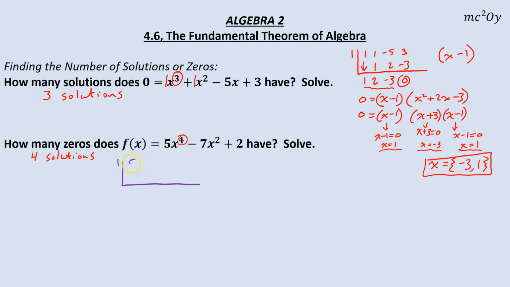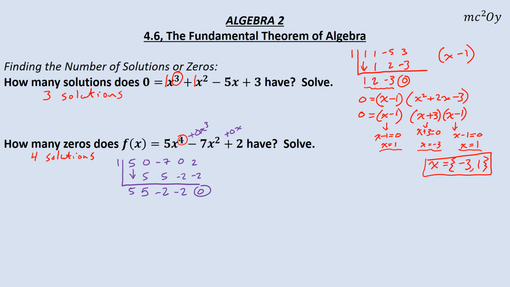The number of times, well, let's see, that's 5x to the 4. I need to put a place value of 0x cubed, minus 7x squared, and need to put another place value of 0x, and then 2. It's going to drop down that 5. 1 times 5 is 5. 0 and 5 is 0 plus 5 is 5. 1 times 5 is 5. Negative 7 and 5 is negative 2. 1 times negative 2, negative 2. 0 and negative 2 is negative 2. 1 times negative 2 is negative 2. 2 and negative 2 is 0.